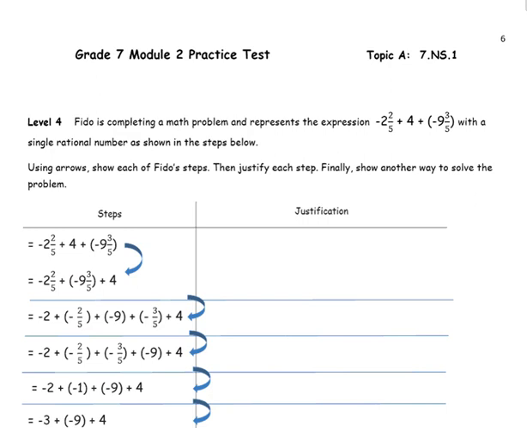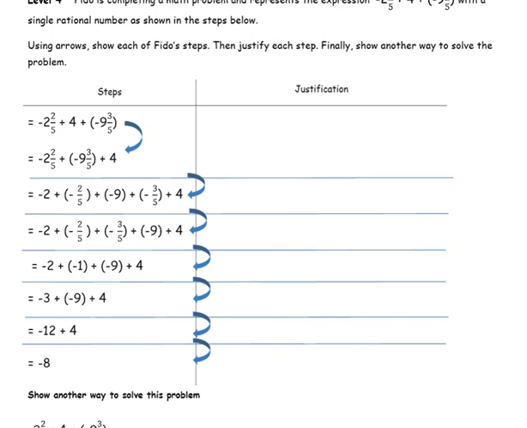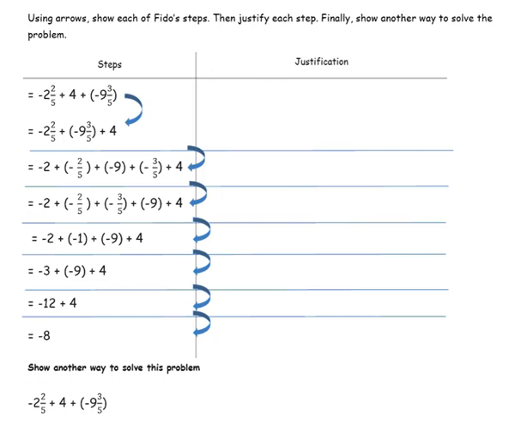Fido is completing a math problem and represents this expression with a single rational number as shown in the steps below. Using arrows, show each of Fido's steps and then justify each step. Finally, show another way to solve the problem. Taking a look, we see what did Fido do in his first step?